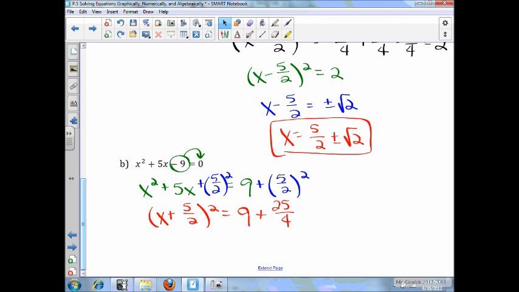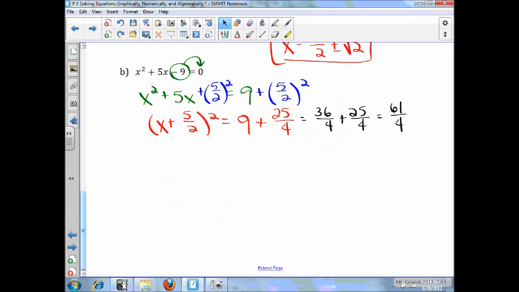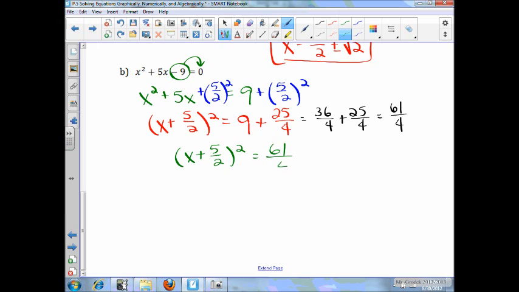You can do this one of two ways. You can say, well, 9 is really 36 divided by 4. So 36 over 4 plus 25 over 4. That'll actually give us 61 over 4, which is fine right now. So really what we're going to have, we're at x plus 5 halves squared is equal to 61 over 4.